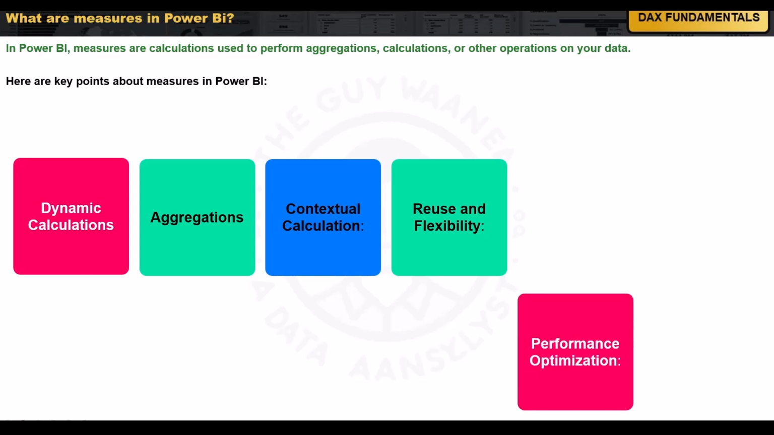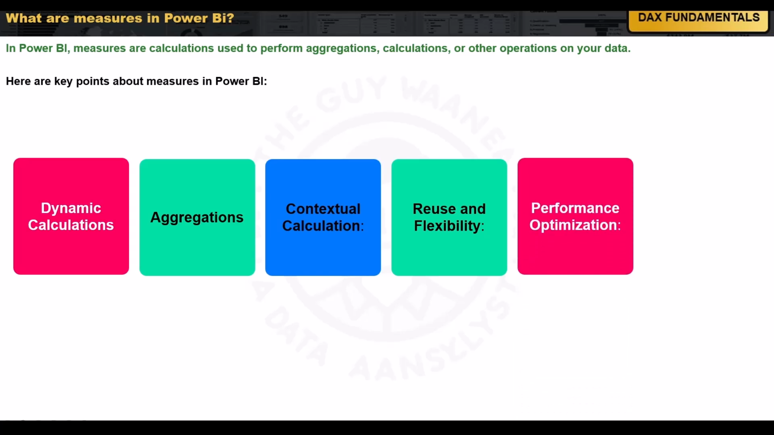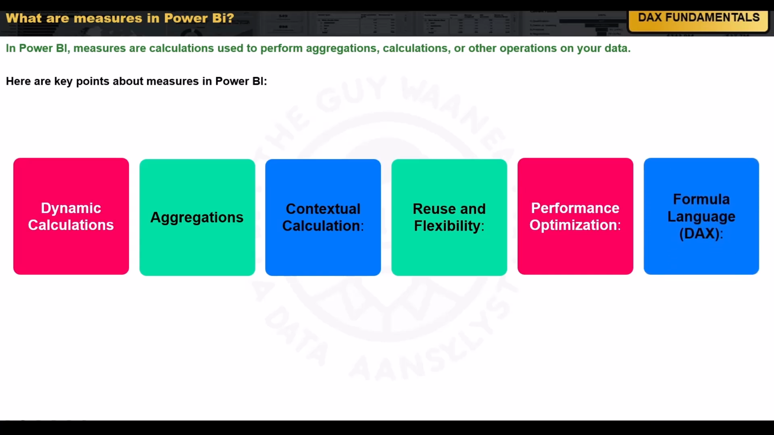Performance optimization. Measures are computed at query time or runtime, optimizing performance by reducing the amount of data retrieved from the data source. This is particularly beneficial when dealing with large datasets. Formula language. DAX measures are defined using DAX, which supports a wide range of functions and operators to manipulate and analyze data. DAX formulas can be simple or complex, depending on the required calculation.